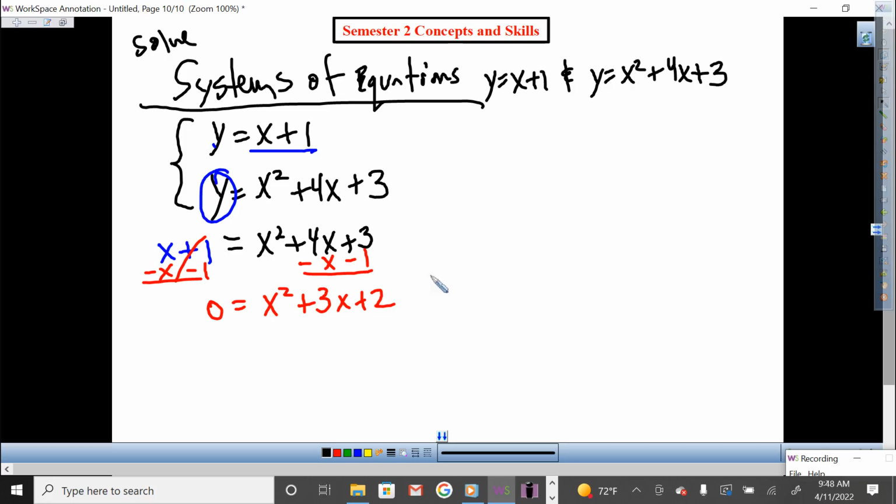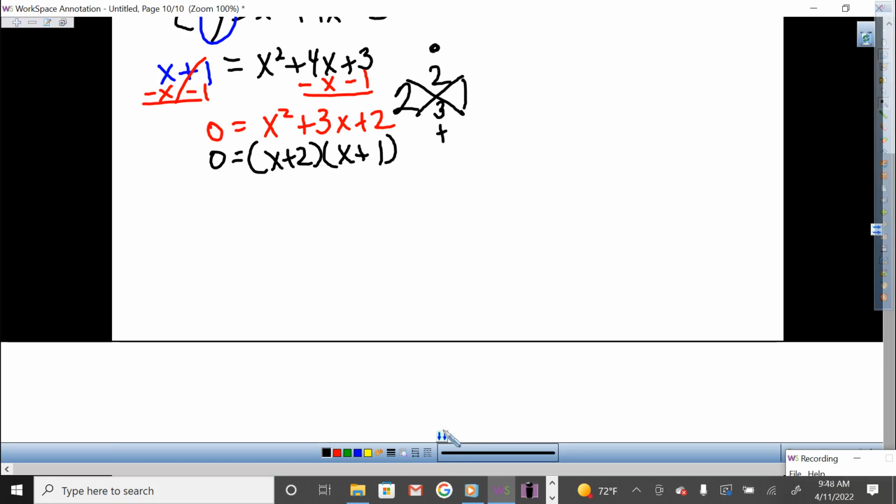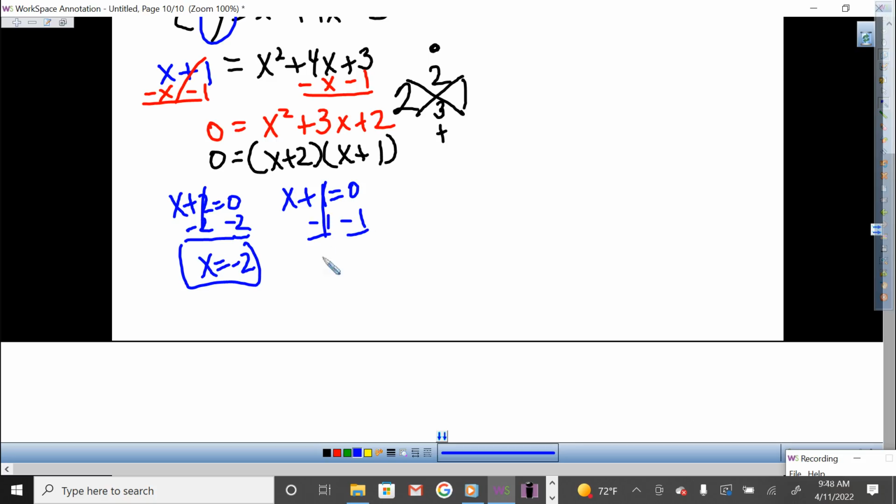Let's see. Yeah, factor. We got 2. We got 3. What factors of 2 add up to 3? 2 and 1. Can we use a shortcut to write our factors? Yes. X plus 2, x plus 1, and all that equal to 0. Next. What do we do next to continue solving? Set them equal to 0. So we got x plus 2 equal to 0, x plus 1 equal to 0, and let's solve. Minus 2 minus 2, x equals negative 2, minus 1, x equals negative 1.